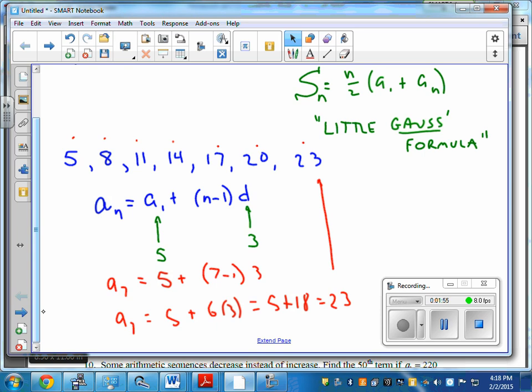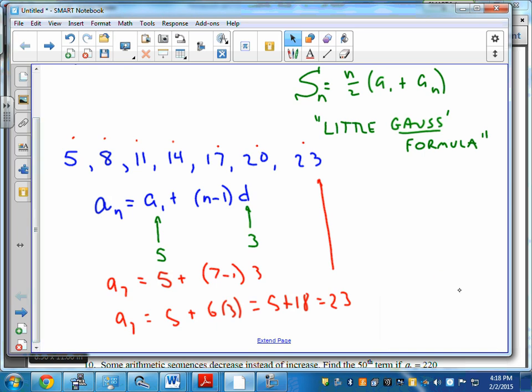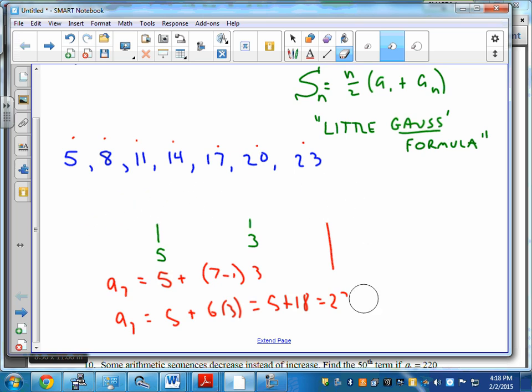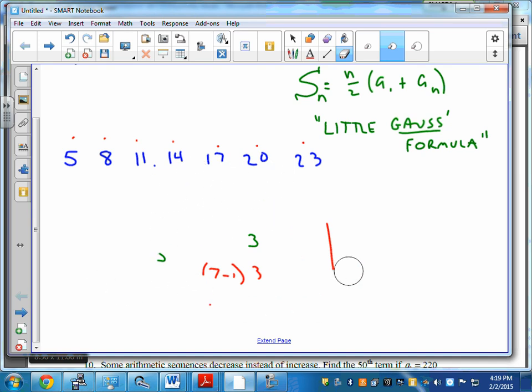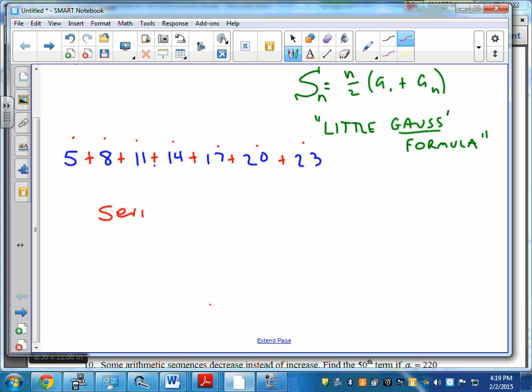What we want to do now, though, is to not simply list the terms, but to add them up. So let's take the same sequence and replace all the commas with plus signs. When you do that, you no longer have a sequence, you have what's called a series. So now we have 5 plus 8 plus 11 plus 14 plus 17 plus 20 plus 23. So our sequence has now become a series, and we want to add these up.